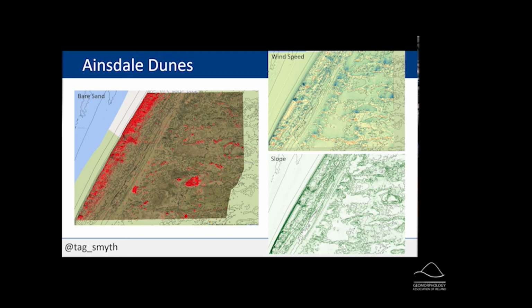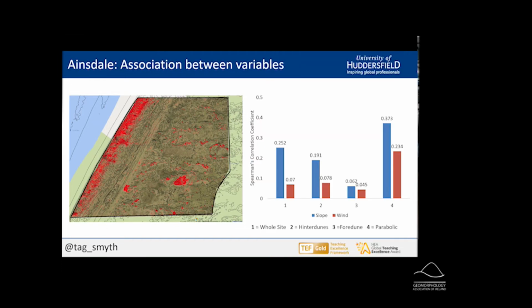So qualitatively, when we look at that, we can eyeball, is there some correlation between the slope and the bare sand and wind speed? And it's very, very hard to tell. There does seem to be some similarity. However, to statistically test that, we use some Spearman's rank correlation between the two.